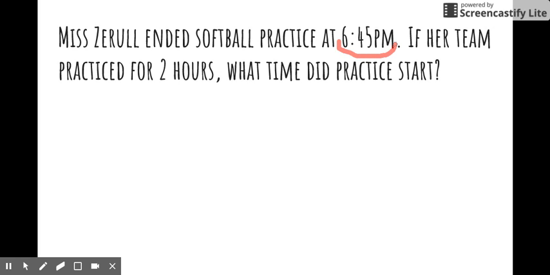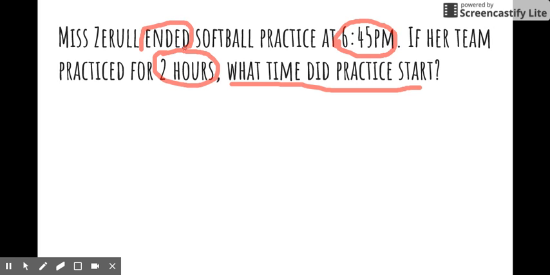I'm going to go ahead and circle my important numbers. In this case, I'm going to circle 6:45 p.m. and I'm going to circle 2 hours. I'm going to underline my question, which is what time did practice start? I'm going to put a box around the important math words.